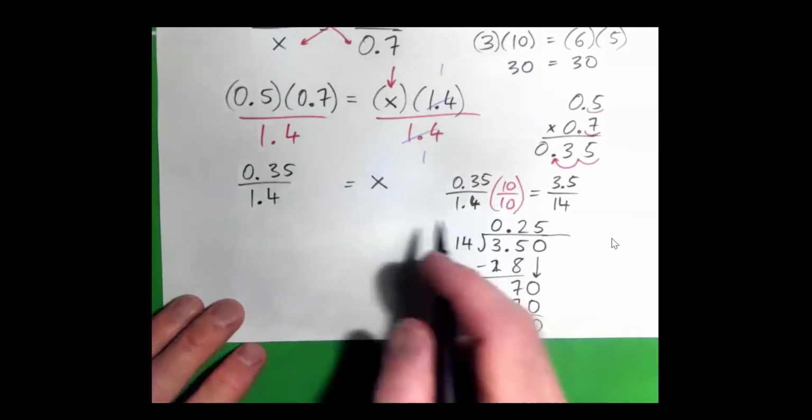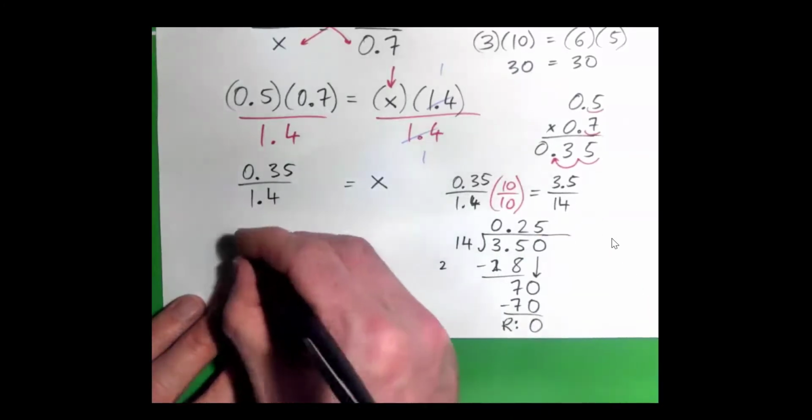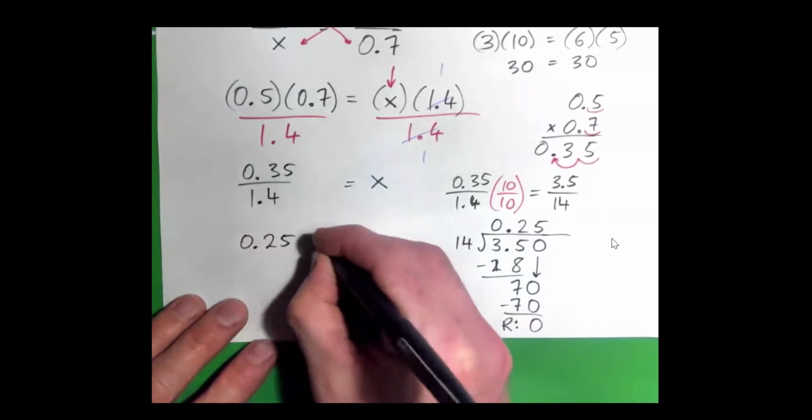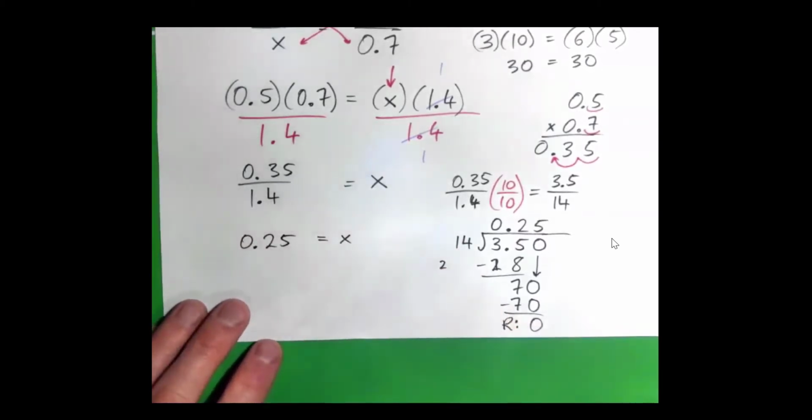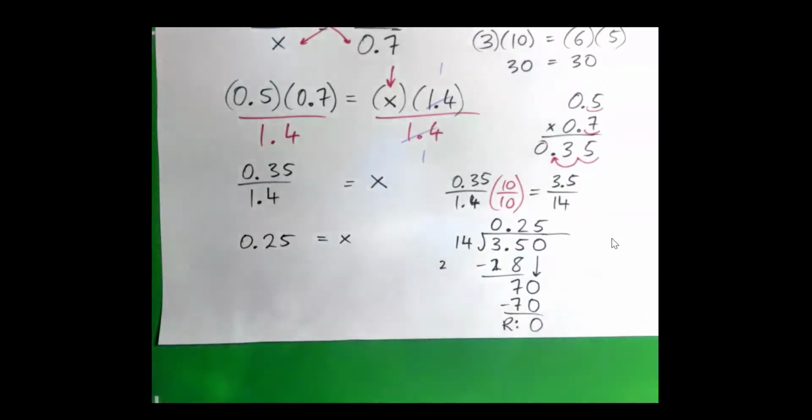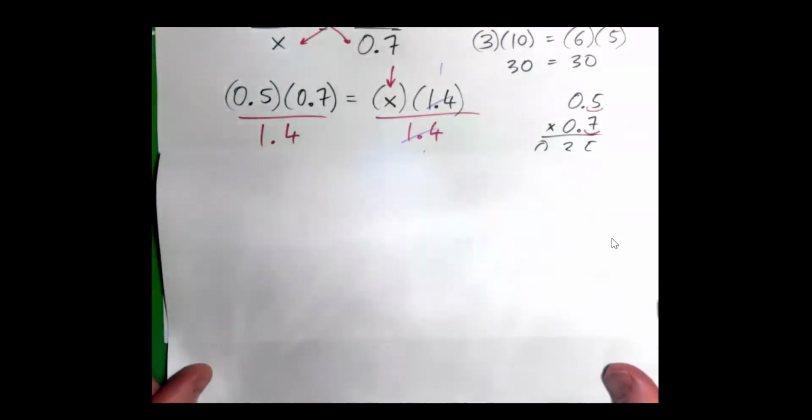So this whole thing works out to be 0.25 is equal to x, right? Okay, that makes a lot more sense now. There's a better way of doing it. Let's do it another way just for fun.